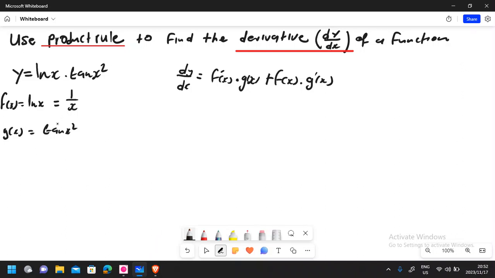Okay, now let's go to g of x. Now g of x is a bit complex, guys. G of x is actually a function within a function. So let me show you what I'm talking about. We have an outer function which is tan x squared, and then we have the inner function which is x squared. Once you have something like this, basically you need to use the chain rule.